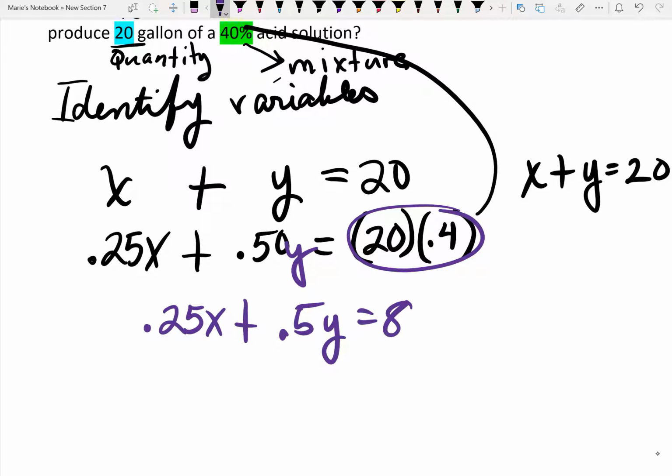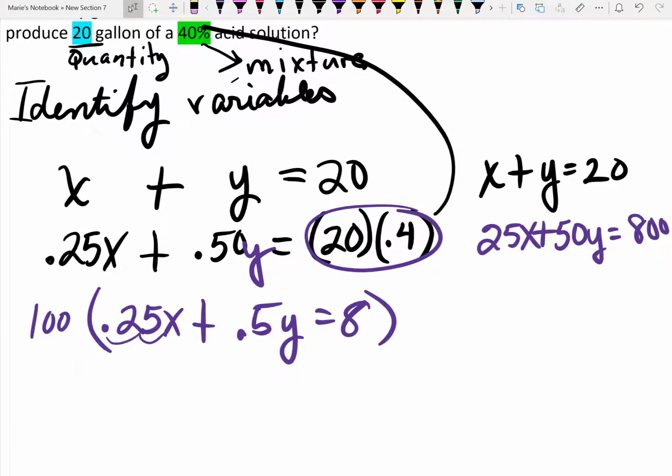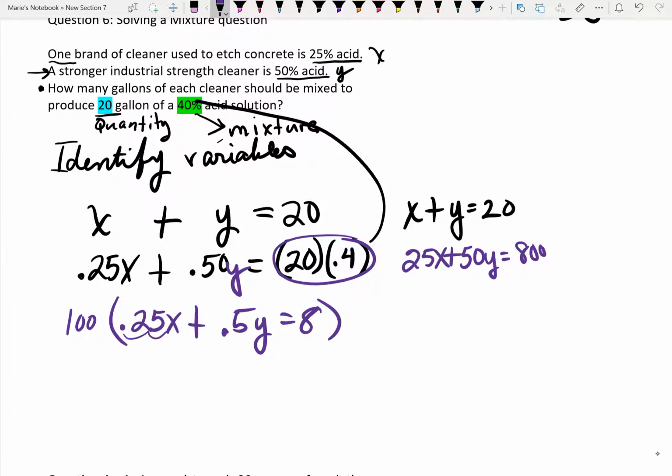That equals 8. And what we want to do is get rid of the decimals. My highest number is 2 decimal moves, so that's the 100th place value. So I'm going to multiply by 100, and that becomes 25x plus 50y is equal to 800. At this point, what I want to do is cancel either x or y, because now I'm looking at this as a system. I could also use substitution, but I like the thought of multiplying all of this by negative 25.